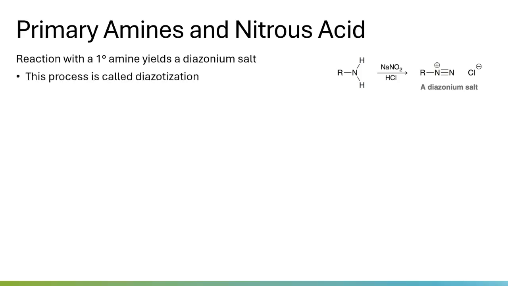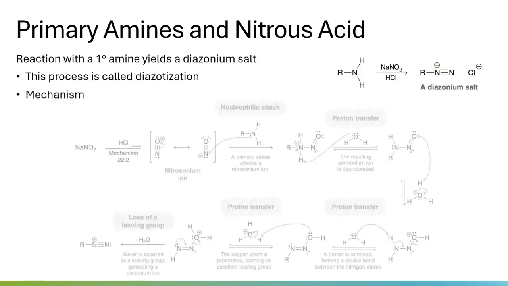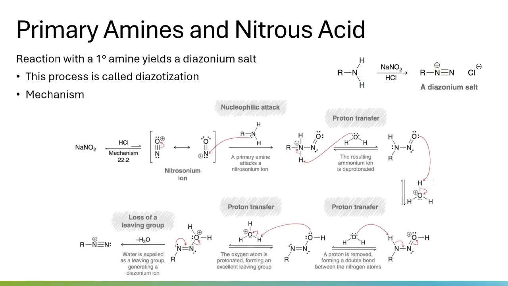The mechanism. In the first step, after the nitrosonium ion is produced, is nucleophilic attack. A primary amine attacks the nitrosonium ion. This is followed by proton transfer. The resulting ammonium ion is deprotonated. Then another proton transfer: a proton is removed, forming a double bond between the nitrogen atoms.